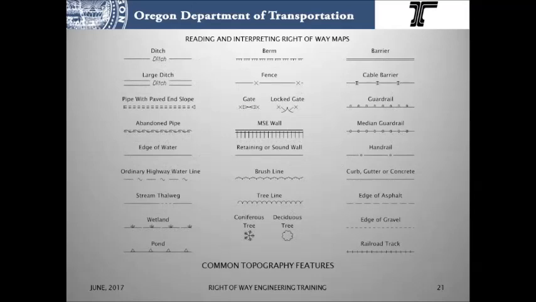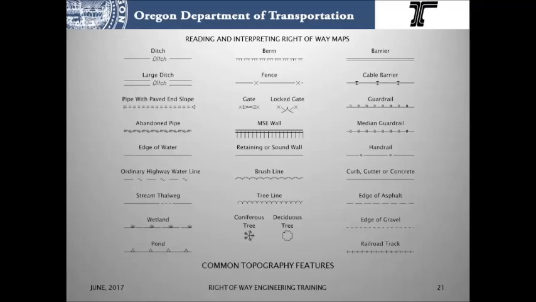Okay, other topography features, ditches, both small, large ditches, pipes with paved end slope. You have that little triangle symbol there on the end for a paved end slope for a pipe. If a pipe's been abandoned, it will show it with a squiggly line through it. Edge of water is just a solid line. Ordinary high water line has its own little line style. The center of the stream, the thalweg, has its own little line style.